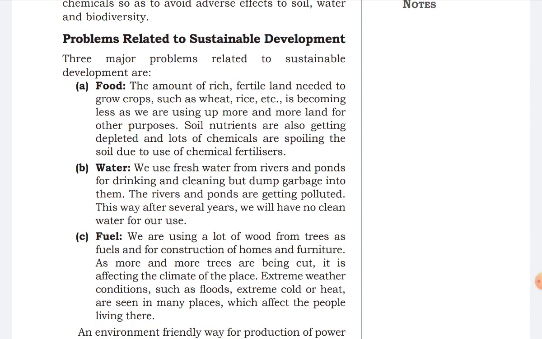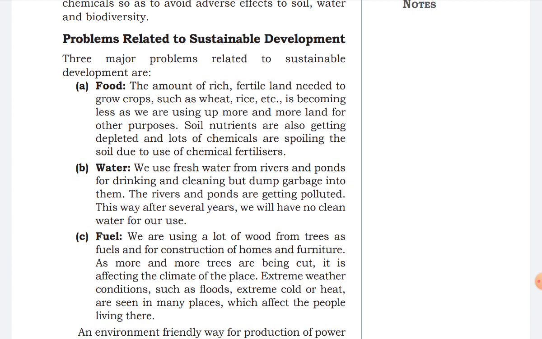The amount of rich, fertile land needed to grow crops such as wheat, rice, etc. is becoming less. As we are using up more and more land for other purposes, soil nutrients are also getting depleted, and lots of chemicals are spoiling the soil due to use of chemical fertilizers. So the first problem is food. The second problem is water.